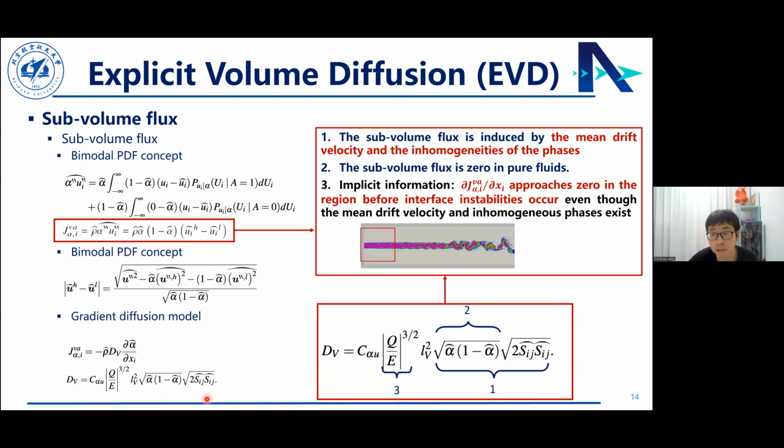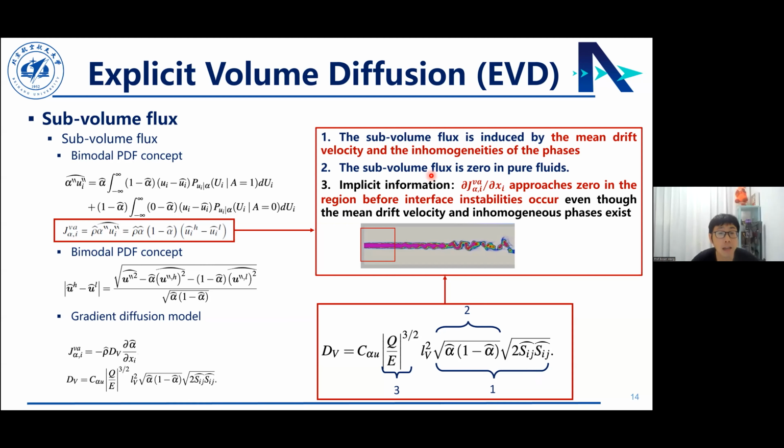The first term makes sure the sub-volume flux is induced by the mean drift velocity, because we find that the mean drift velocity is very close to proportional to the scalar shape of the strain rate. And the second part can satisfy the sub-volume flux equals 0 in pure fluids. And this coherent structure term is Q divided by E, to the order of 3 divided by 2, to make sure the coherent structure of the interface dominates the sub-volume flux in this specific region.